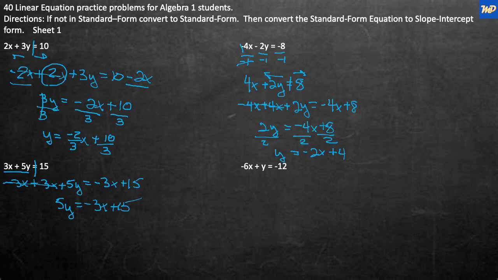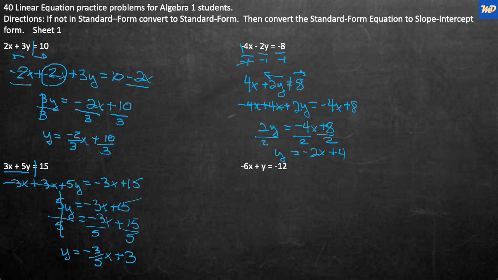Okay, so now we're going to divide everything by 5 or multiply by 1 over 5. So dividing by 5, I have y equals negative 3x divided by 5 plus 15 divided by 5. The 5's cancel. We get y equals negative 3x divided by 5 is negative 3/5 x plus 15 divided by 5, 3.